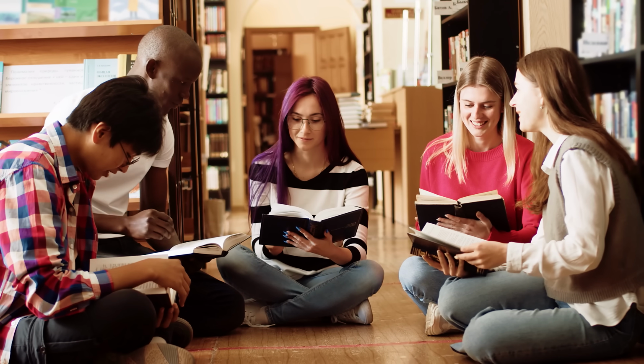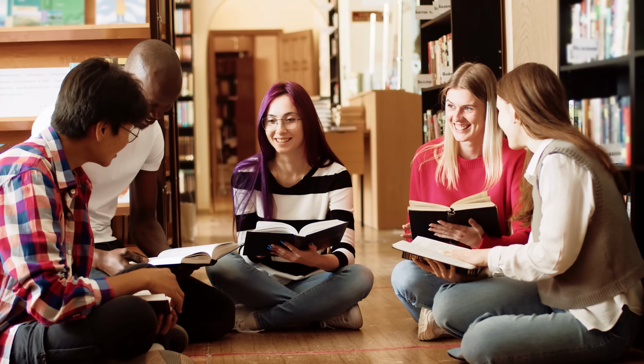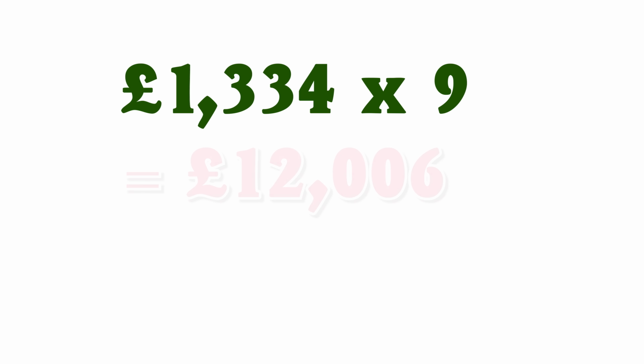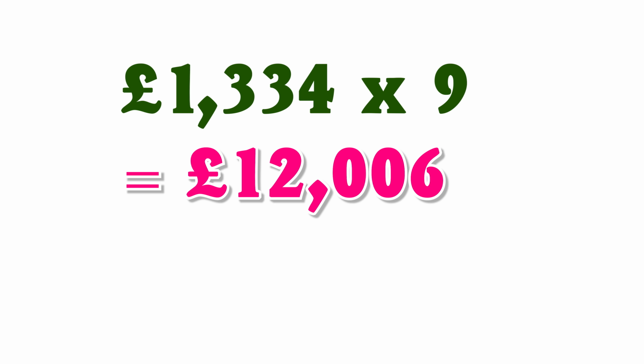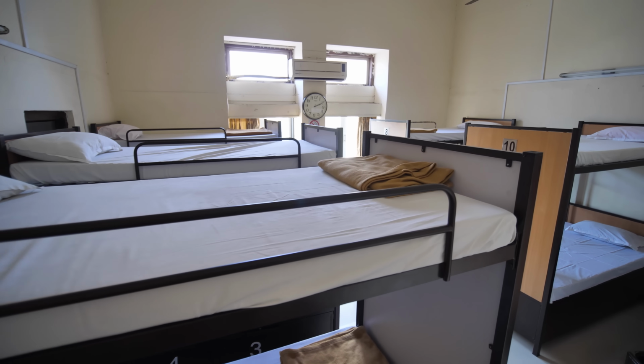So for instance, let's say you're coming to study in London, and I did the calculation, you need to show you have about £12,006 in your account. But what if you had already paid for your accommodation? Let's say you've already paid for your first semester accommodation, which was £2,000, or let's say £4,000.